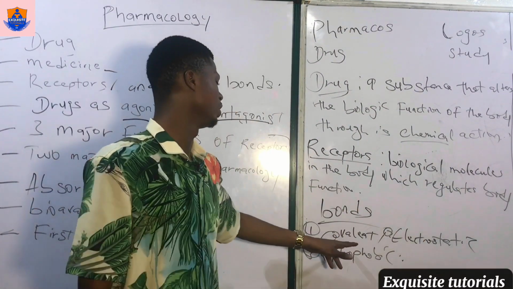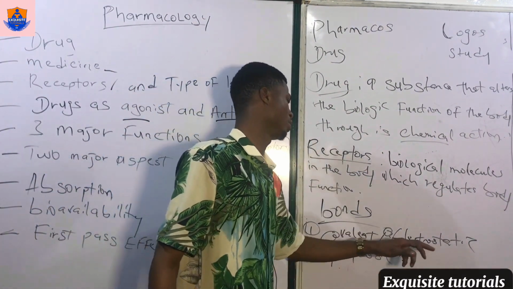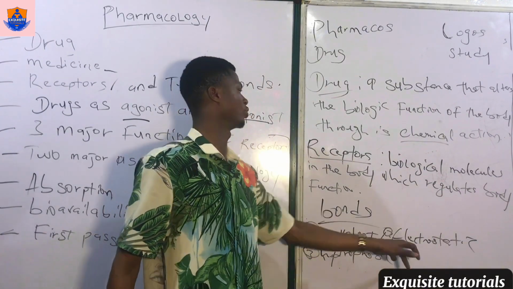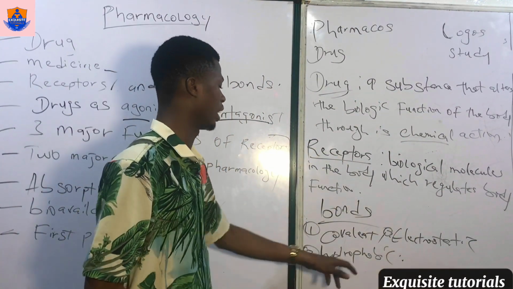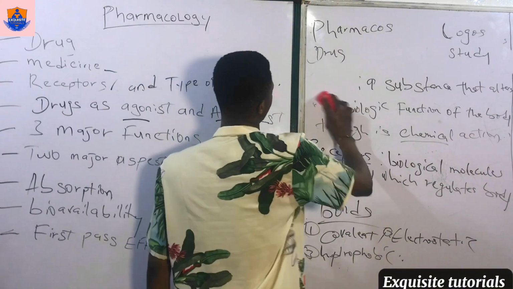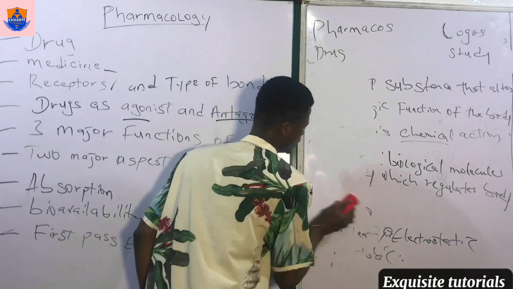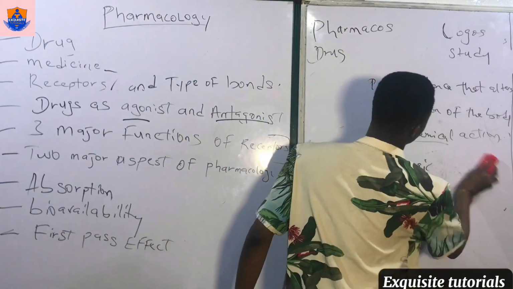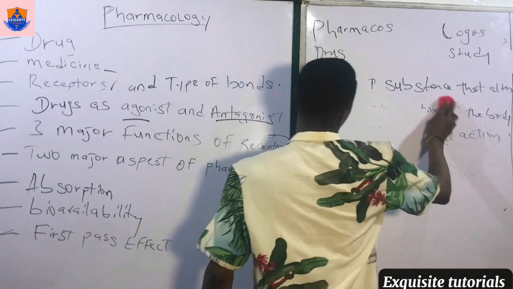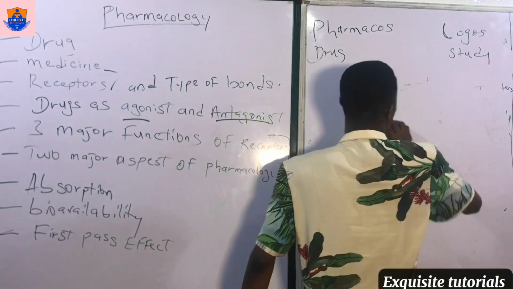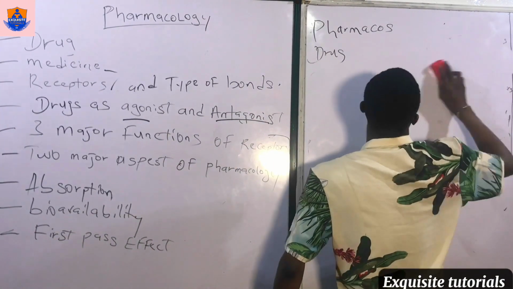Now, in order, your covalent is the strongest bond. Your electrostatic is a weaker bond compared to the covalent, while the hydrophobic is the weakest bond compared to all. Now, talking about the bonds, let's go further into talking about drugs as agonists and antagonists.